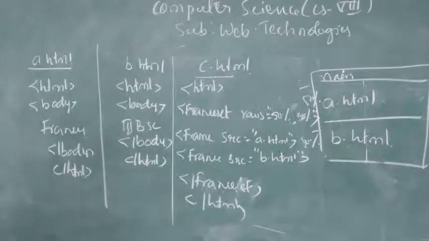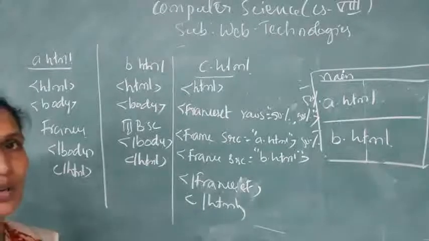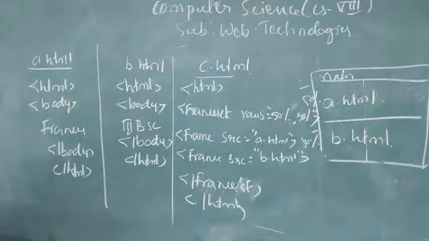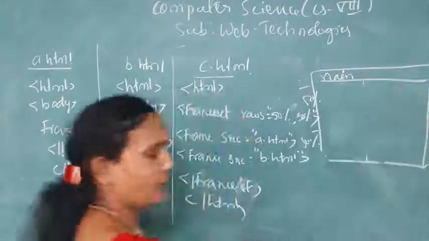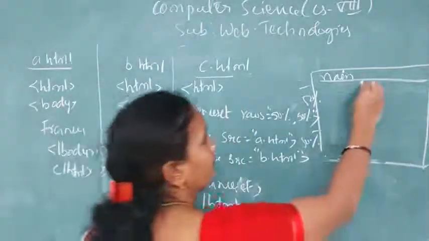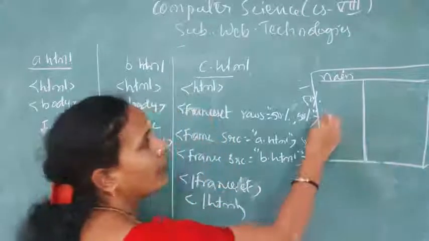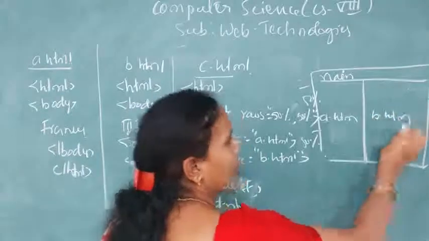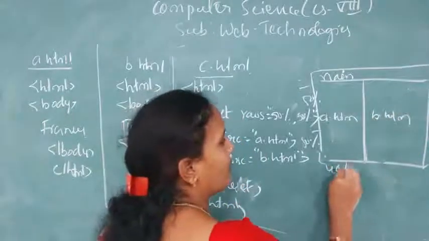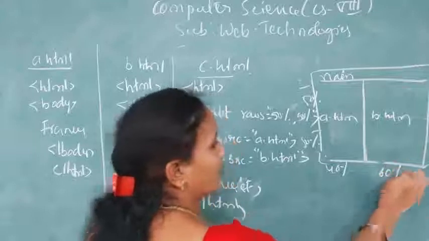This program illustrates dividing the browser window into rows. In the next program I will show you how to divide the browser window into columns. Now, in this example, instead of rows, I want to divide the browser window into columns like this. Here I want to execute a.html. Here I want to execute b.html. And for example, the size of this one is 40% and the size of this one is 60%.